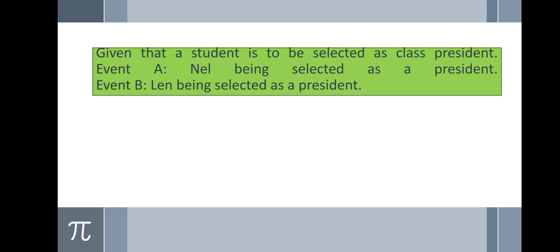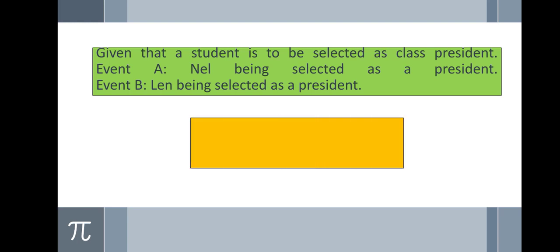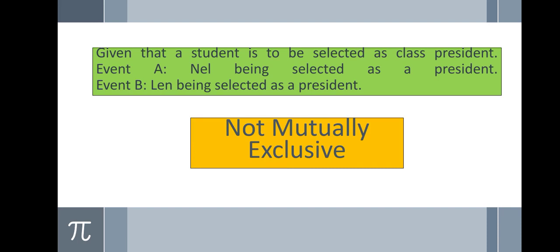Given that a student is to be selected as class president, event A, Nell being selected as president, event B, Len being selected as president. Is there any similarity between event A and event B? Yes, and the common is being a president. This is not mutually exclusive.